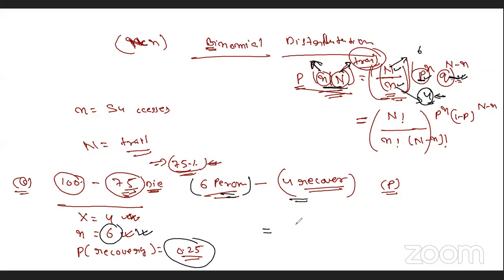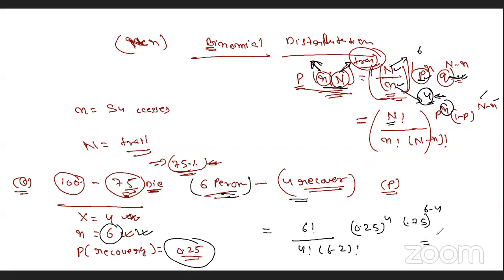Now if I put everything into this binomial distribution function, the total number of trials is 6 factorial, divided by the number of successes, 4 factorial, and 6 minus 4 factorial, times the probability of success, 0.25, to the power of the total number of successes, which is 4, times 1 minus p, which is 0.75, to the power of the total number of trials minus the total number of successes. So 6 minus 4.